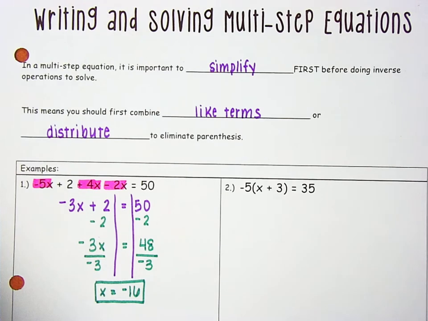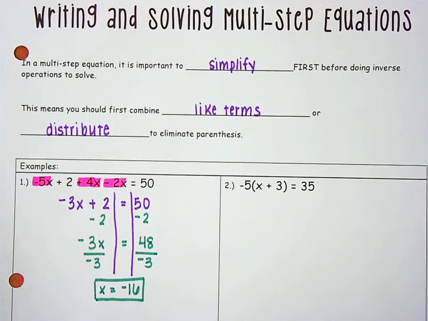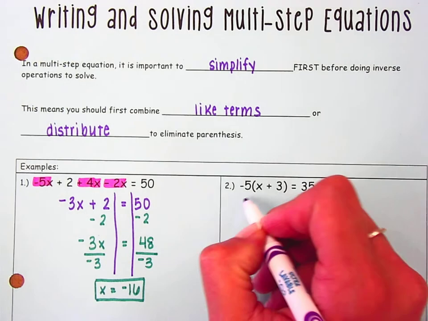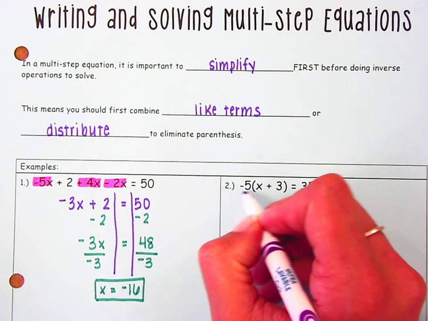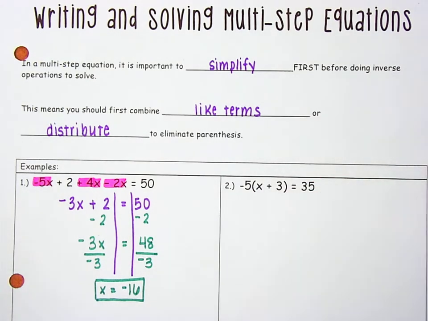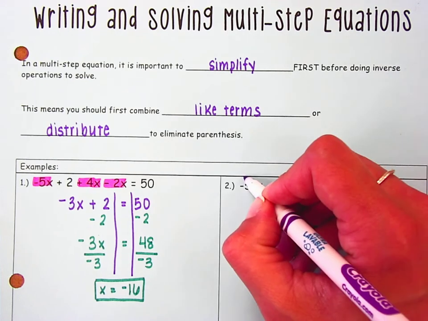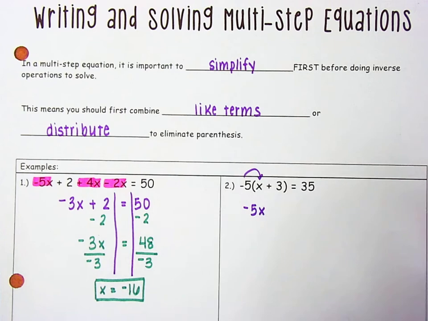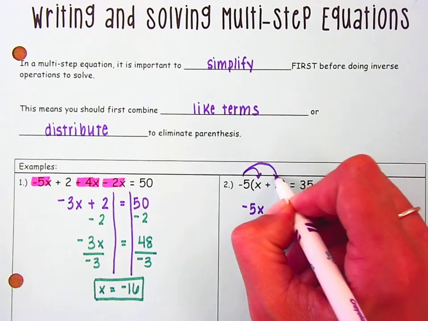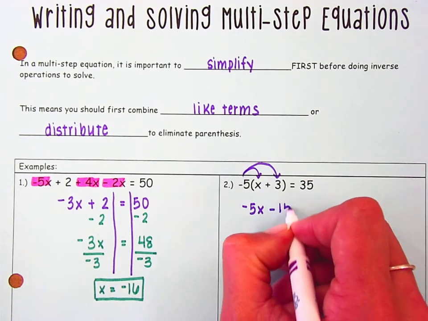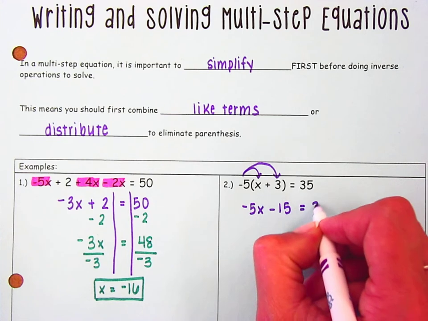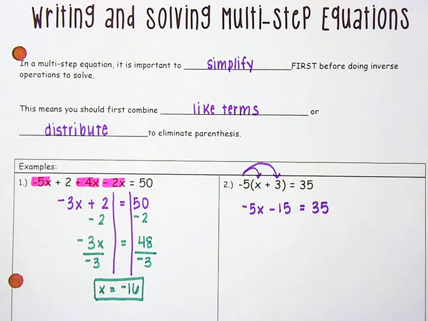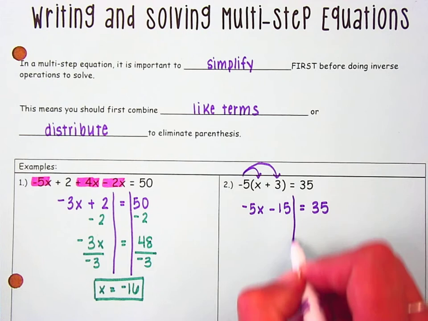In the second example, we're going to go through and use distributive property to simplify. So to remind what distributive property is, it means we're going to multiply this number outside the parentheses by everything inside the parentheses. So negative 5 times x is negative 5x. Negative 5 times 3 is negative 15 equals 35. And now we have an equation we know how to solve.